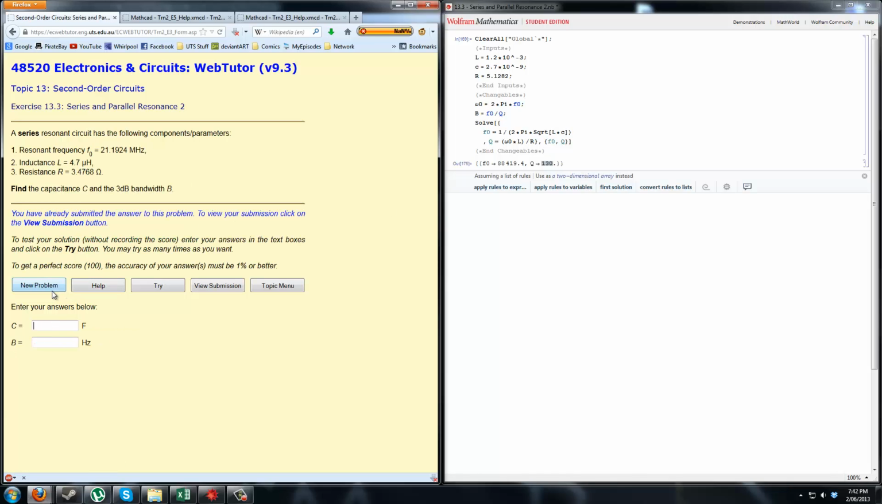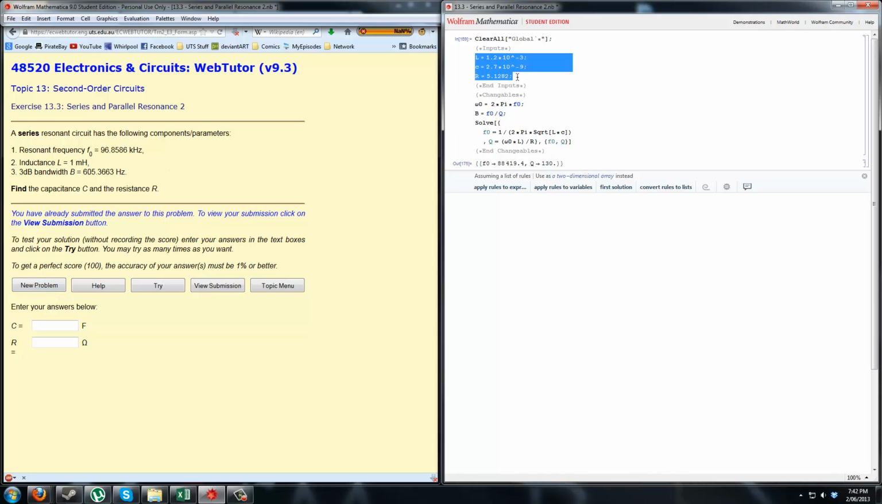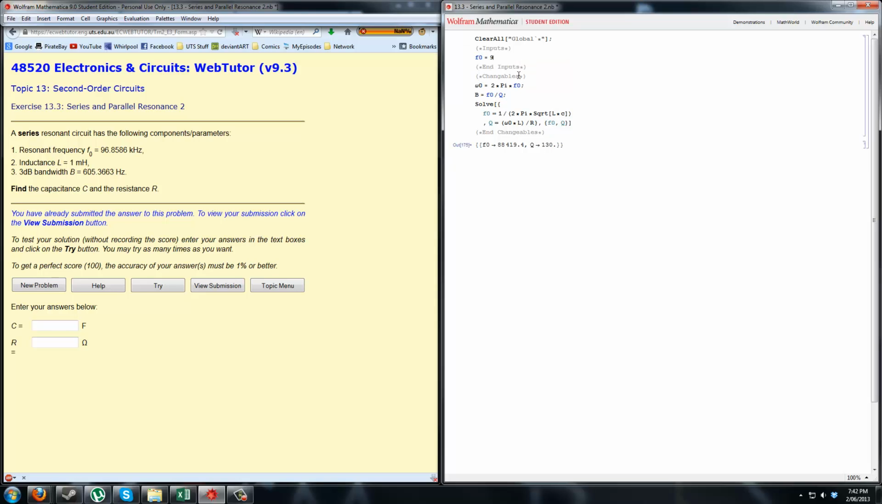I'll run through another quick one, see if I can get some odd things in here. Okay, yeah, there we go. Our variables here are FO equals 96.85886 times 10 to the power of 3. L is equal to 1 times 10 to the power of negative 3. B is equal to 605.633. We have the values in here, don't need to change this.